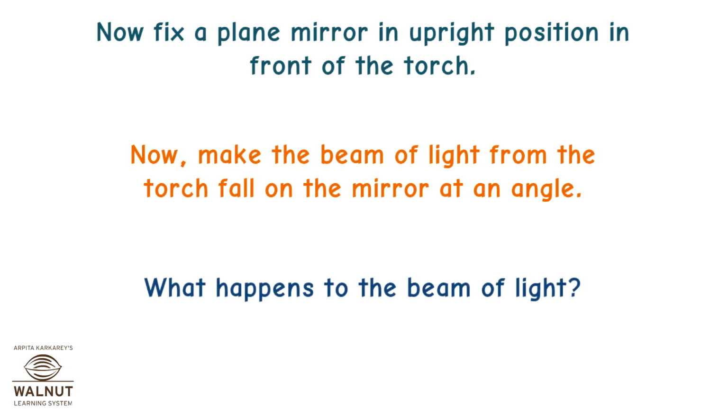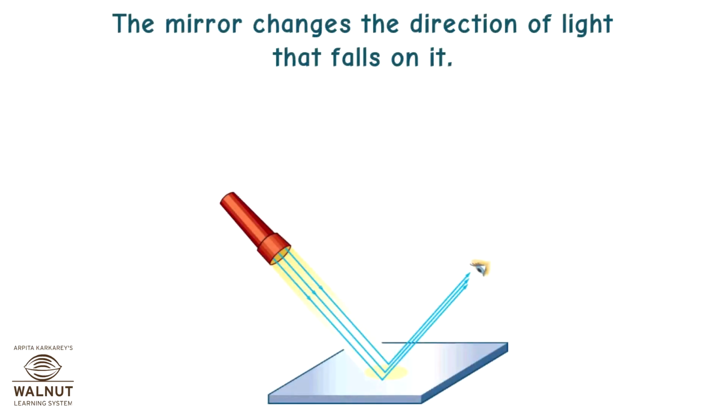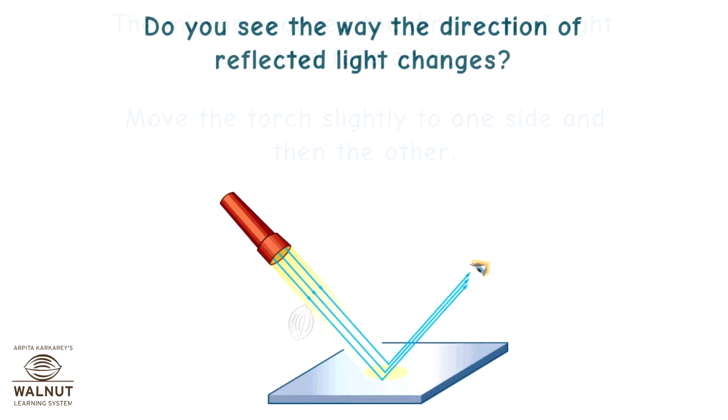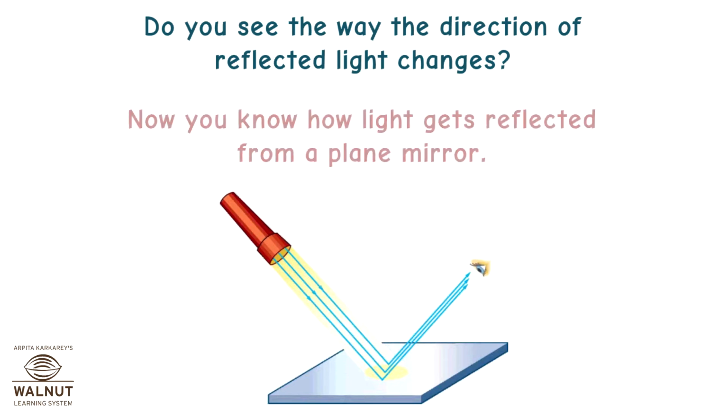What happens to the beam of light? The mirror changes the direction of light that falls on it. Move the torch slightly to one side and then the other. Do you see the way the direction of reflected light changes? Now, you know how light gets reflected from a plain mirror.